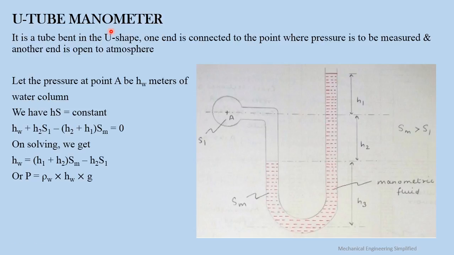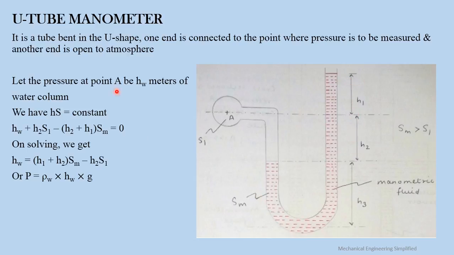Okay, then you have another simple manometer that is known as a U-tube manometer. It is nothing but a tube bent in the U shape, and one end is connected to the point where the pressure is to be measured, and the other end is open to the atmosphere. Here you have some fluid which is having the specific gravity of S1, and this is the manometric fluid, which is having the specific gravity of SM. You can see the different height values shown here, H1, H2, H3.